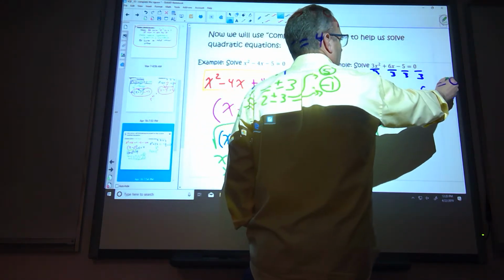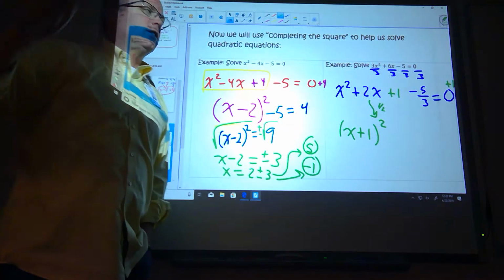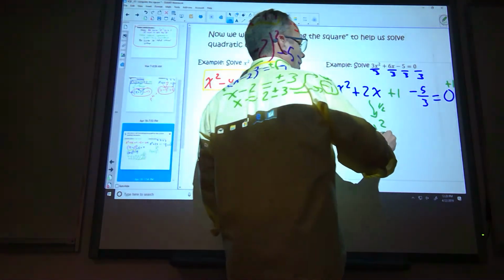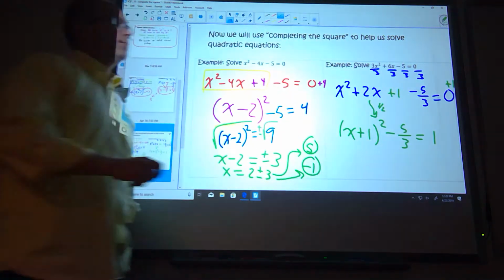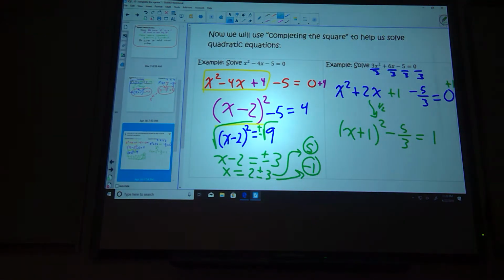1. If I add 1, I add 1 over here because it's on both sides of the equal sign. So I get this minus 5 over 3 is equal to 1. Let me just pause there. Make sure you feel good about it. Does that seem okay? Anyone stuck?